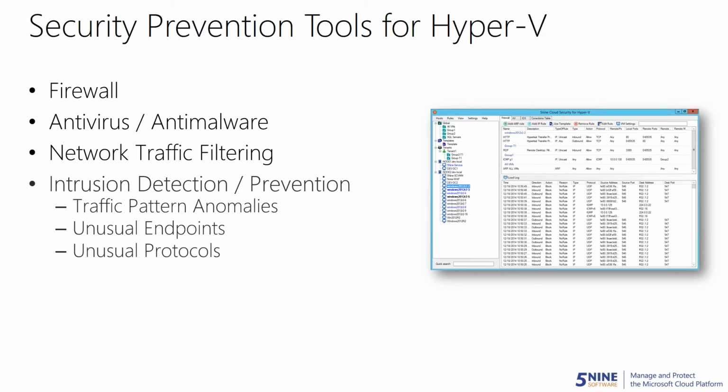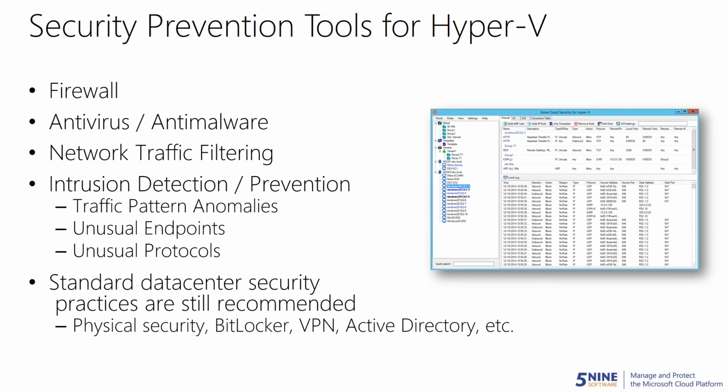We want to be filtering different types of network traffic so that we could see anomalies as it's coming through, different types of protocols, different types of patterns. And then intrusion detection and intrusion prevention. And this is where we're analyzing the network traffic and trying to go and match it to specific types of attacks or specific types of threats that we see.